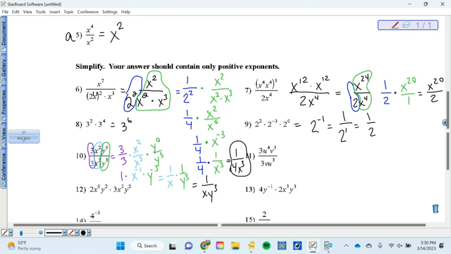Rewrite it as 3 separate little fractions. Split it up into 3 little fractions, instead of 1 giant fraction. This one's a little weird because it's UV at the top and then VU at the bottom. So just be careful to keep your U's together and your V's together.